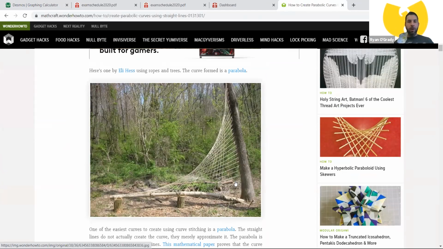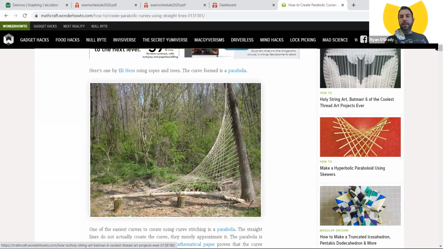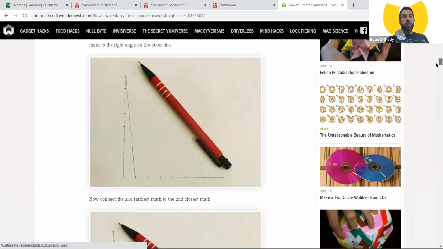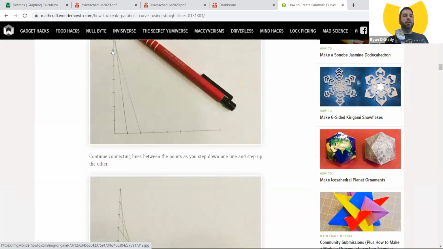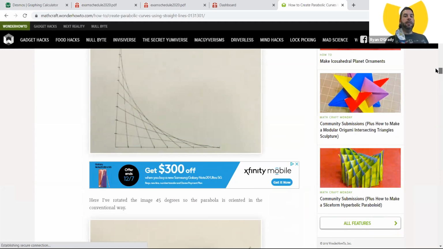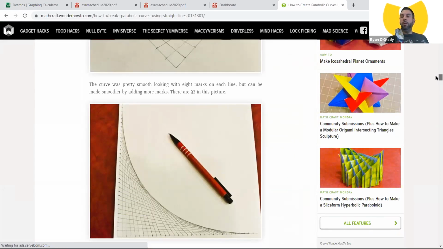We all had these blocks of wood. Then we went home and he gave us nails, and we nailed nails in, and we took yarn and attached one nail to another nail with string, and they were all straight lines. But when you did them in a certain pattern, it created a parabola. It was really cool. This is exactly what it was, only we used yarn instead. You're using straight lines, and at the end of the day, you get a parabola. It's pretty cool.